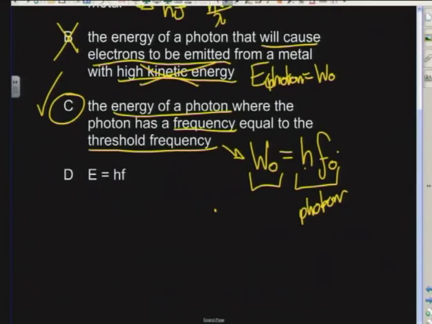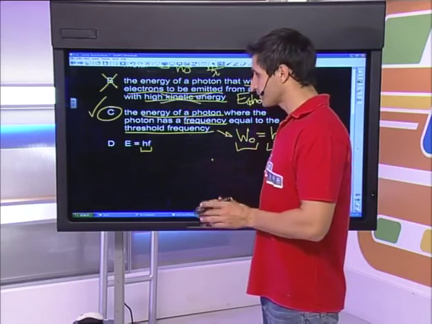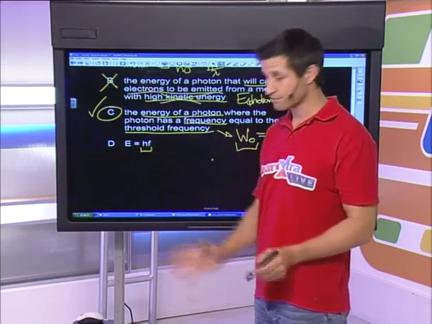E is equal to hf. Now that's tempting. E is equal to hf. Now guys, remember that that's just the energy of my photon. It could be equal to the work function, but we can never be sure. It's not absolutely certain. So option C is definitely the best one.